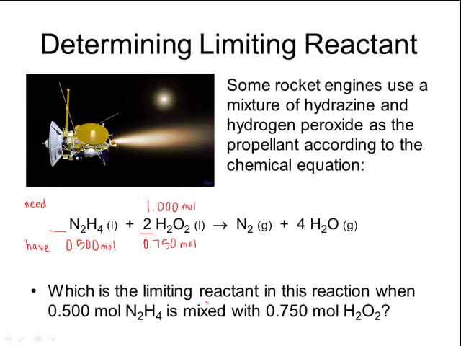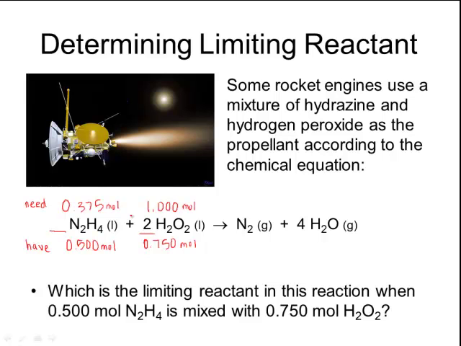I can also determine the amount of hydrazine that I would need. For every 2 moles of hydrogen peroxide, I need 1 mole of hydrazine. In other words, I need half as much hydrazine as I have hydrogen peroxide. So if I have 0.75 moles of hydrogen peroxide, I need half of that amount, or 0.375 moles of hydrazine.